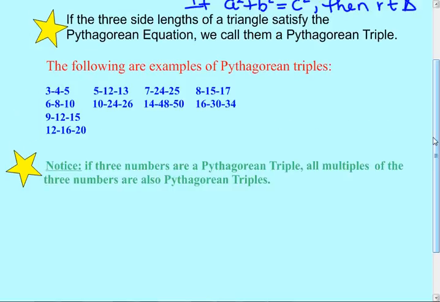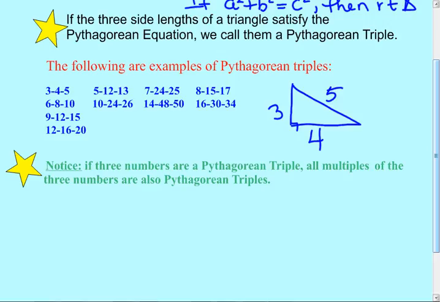Now, there are some special integers that work for triangles. If I know on my triangle one side is 3 and the next side is 4, I know that the third side is 5. It's called a 3, 4, 5 triangle. You'll see it on the ACT. Now, what bothers me about this is we don't know why their multiples work.